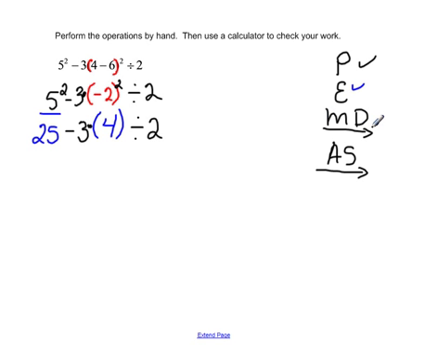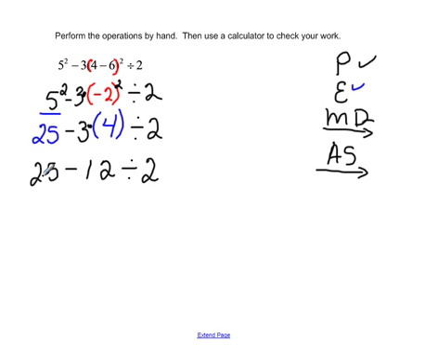Now we're going to multiply or divide going left to right, and we have both multiplication and division going on, so we want to be sure that we do whatever comes first left to right. So scanning through the problem, I see the multiplying comes first. So negative 3 times 4 is negative 12. And I'm just going to bring down the 25 right here. And I'm going to bring down the divide by 2.